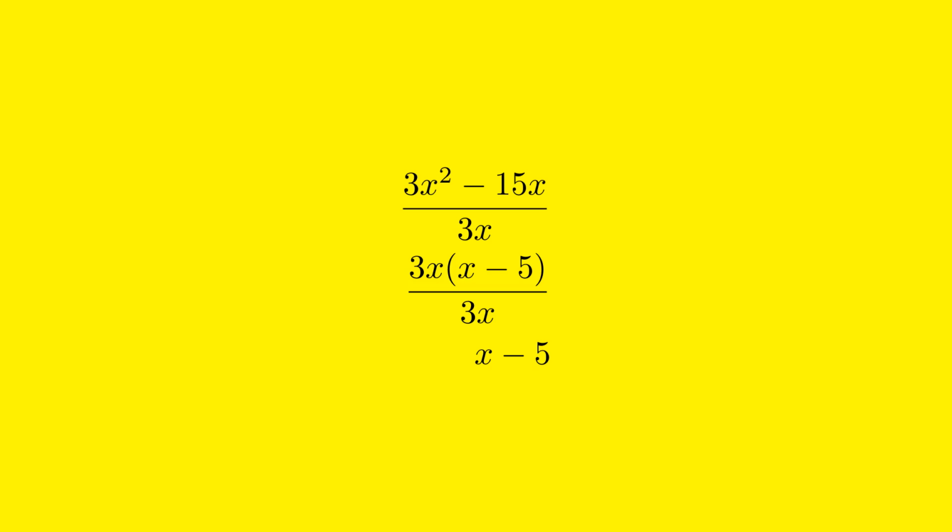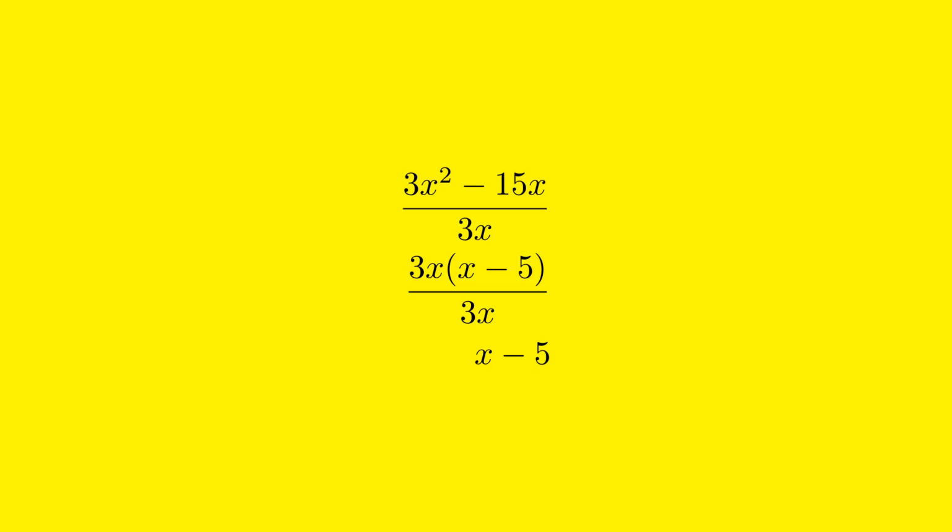Since both terms in the numerator, 3x squared and 15x, include a common factor of 3x, we can factor this out. This gives us 3x times x minus 5. So now the numerator 3x squared minus 15x becomes 3x times x minus 5. Next, let's look at the denominator, which is simply 3x.